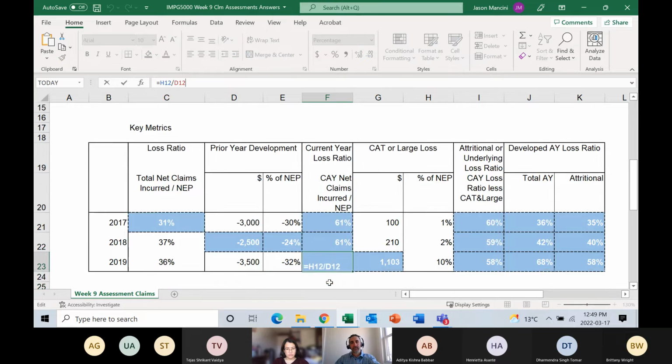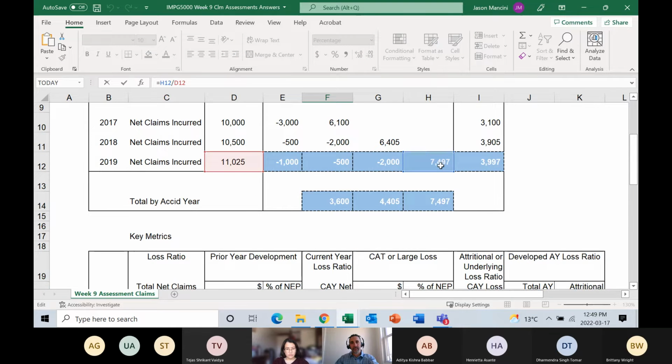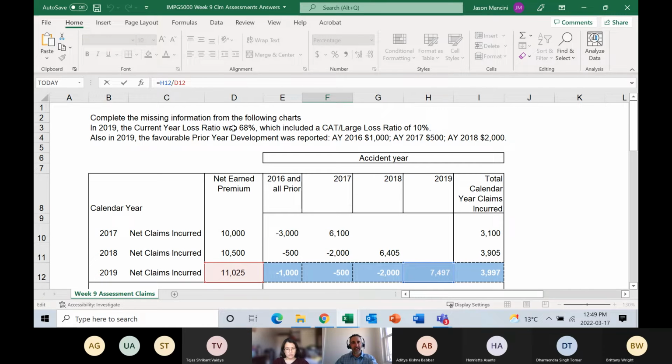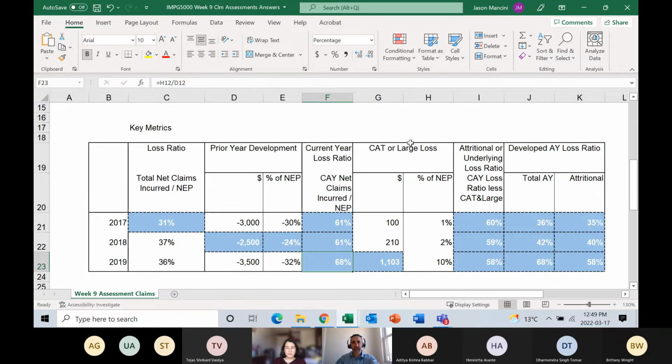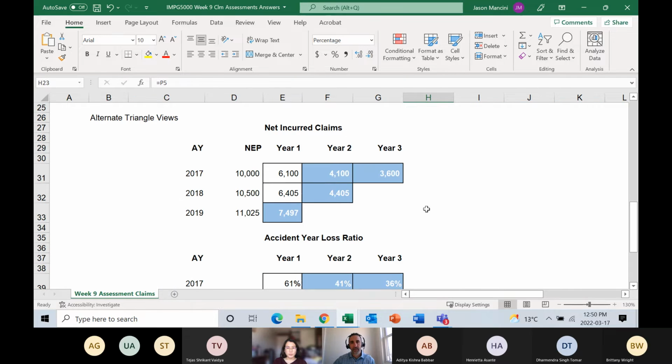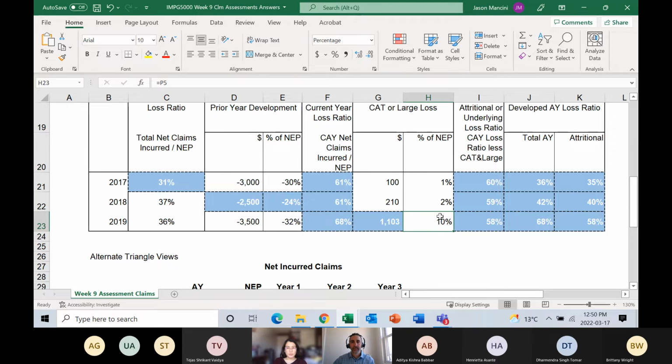2019 ratio is going to be this amount. This one you should get because this is the actual one that you inputted from the question, right? We started with the current year ratio being 68%. So we actually calculated this one, which means that should be exactly what you come up with down here in the chart. The amount of large losses, 10%, was actually given in the question as well. That'd be a ratio of the earned premium for that year.